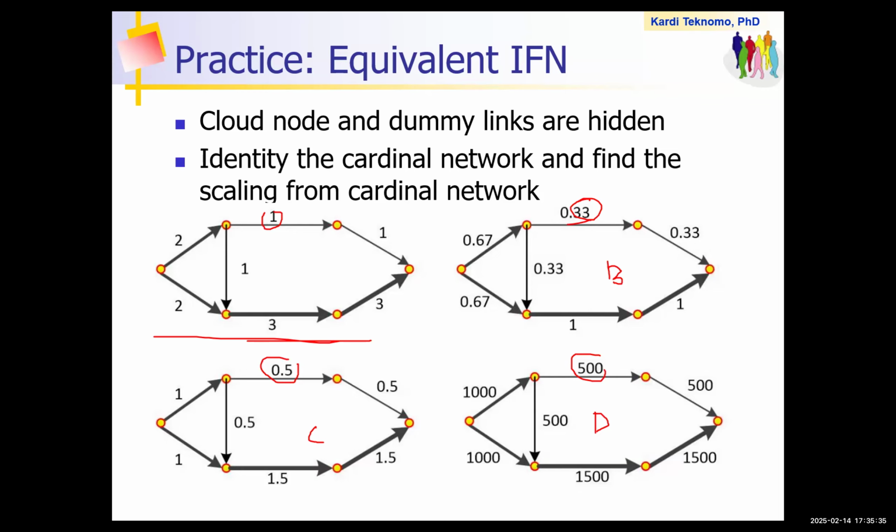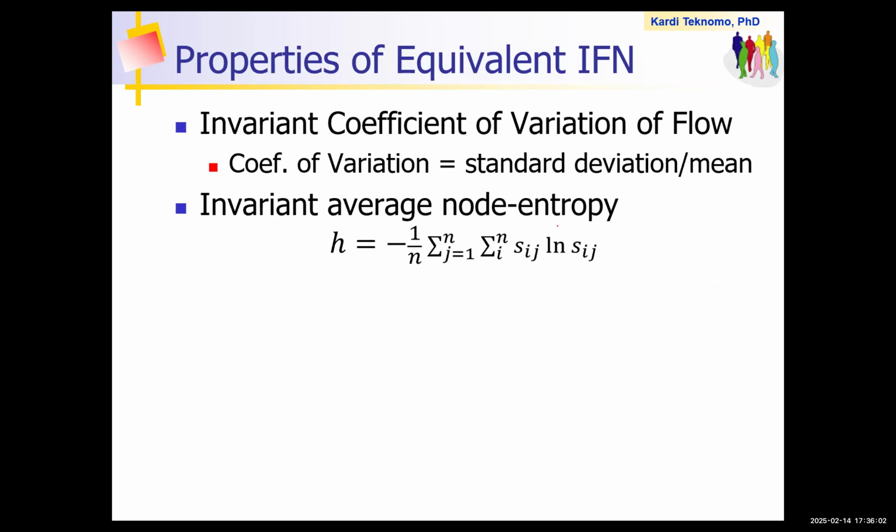B is not 3, Rafi, it is 1/3. C is not 2, but 1/2. The scaling cannot be 0 or negative, but it can be less than 1. Yeah, the scaling can be less than 1. So you get it.